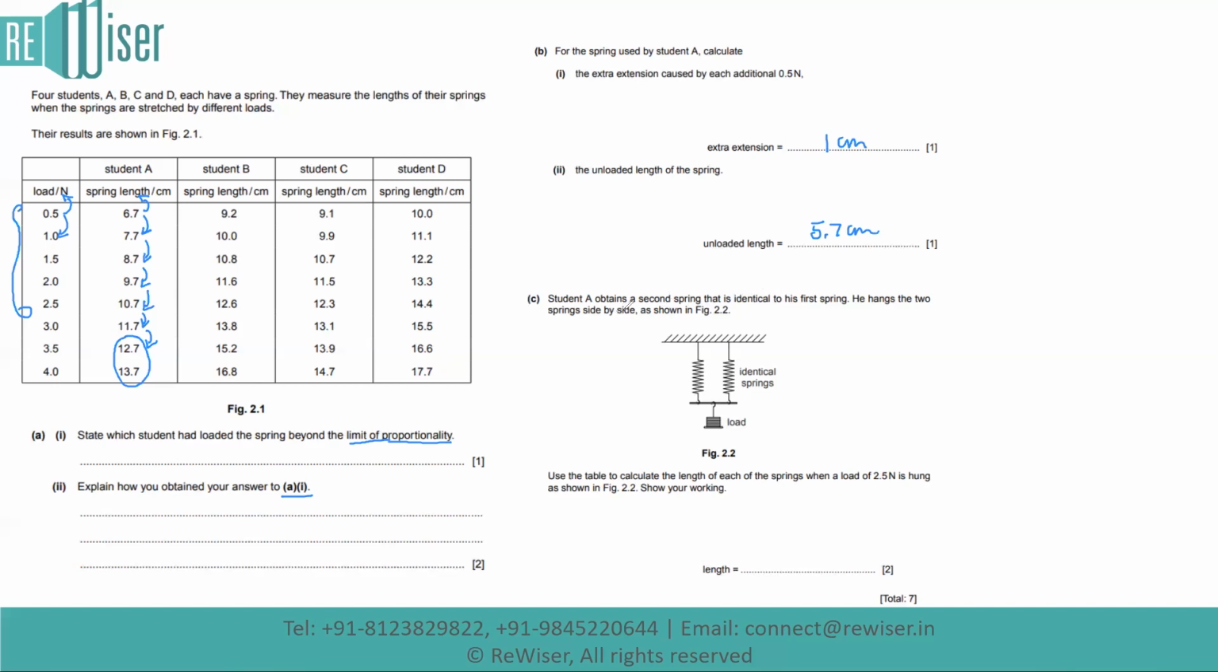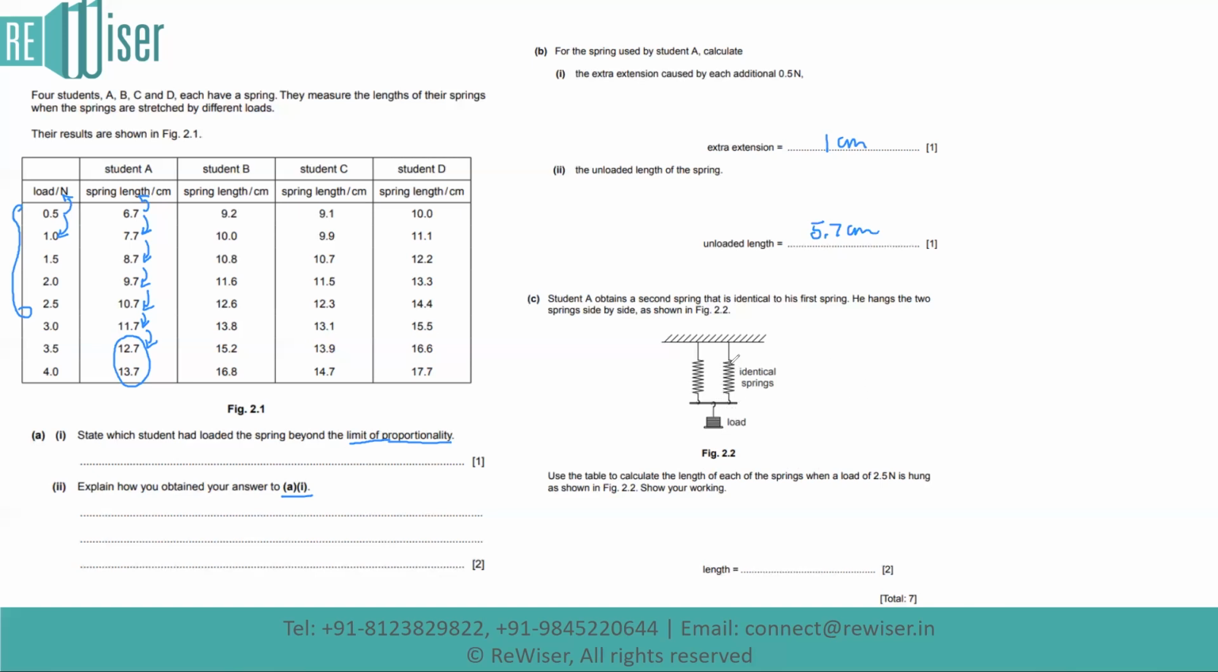Student A obtains a second spring that is identical to his first spring. He hangs the two springs side by side as shown. Use the table to calculate the length of each spring when a load of 2.5 Newton is hung as shown in figure 2.2. Show your working.